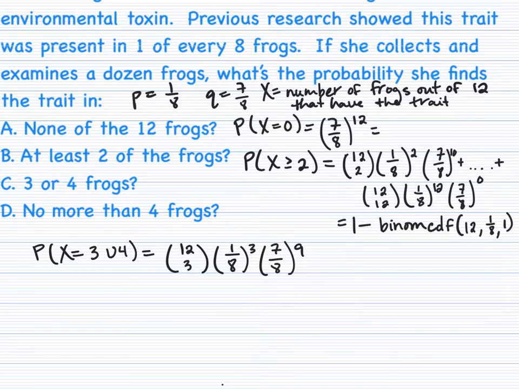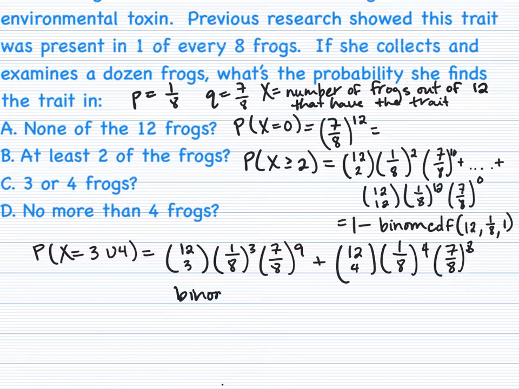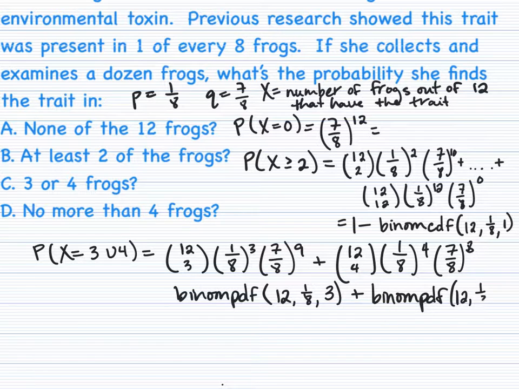1/8 to the 4th times 7/8 to the 8th. And the way you'd find that is binom PDF 12, 1/8, and 3, plus binom PDF 12, 1/8, and 4. You add those two together. I really do apologize for not having the calculator and being able to give you that actual answer.